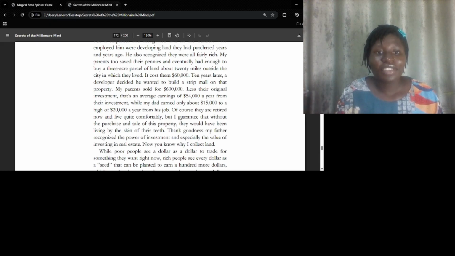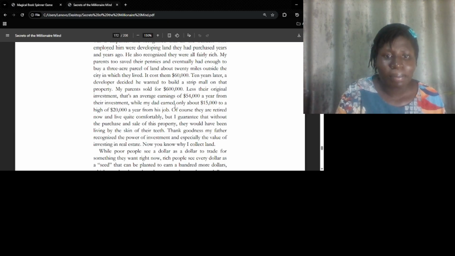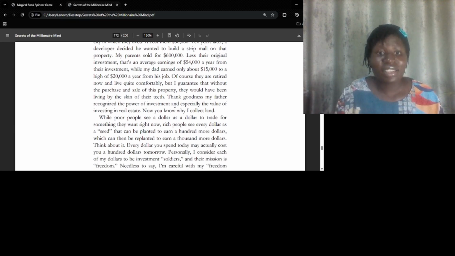10 years later, a developer decided he wanted to build a strip mall on that property. My parents sold for $600,000, ten times their original investment. That's an average earnings of $54,000 a year from that investment, while my dad earned only about $15,000 to a high of $20,000 a year from his job. Of course, they are retired now and live quite comfortably, but I guarantee that without the purchase and sale of this property, they would have been living by the skin of their teeth.